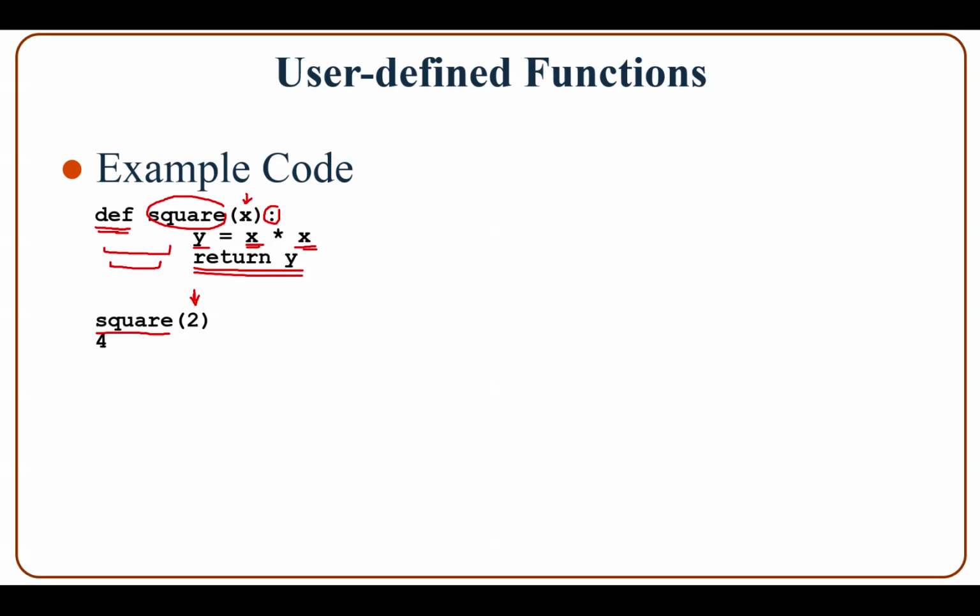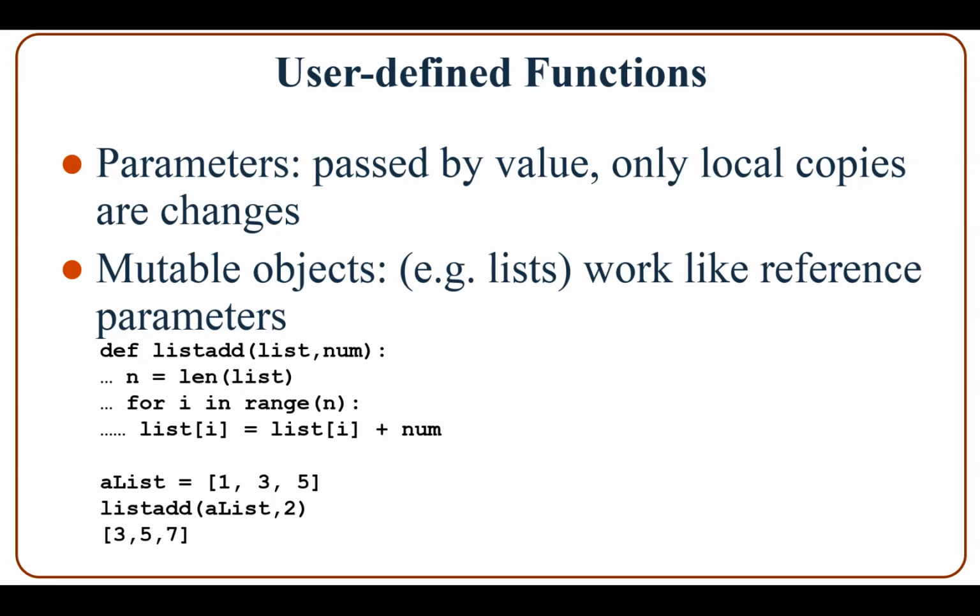The value returned is 4. The parameters are passed by value, and only the local copies are changed. And mutable objects, for example lists, work like reference parameters. So let's look at this example. Here you define a function, namely list_add, and there are 2 parameters, 2 arguments, and here is actually the length of the list. Now you have a loop for each element in a list created by the range function. So range n would give you a list from 0 up to n-1.